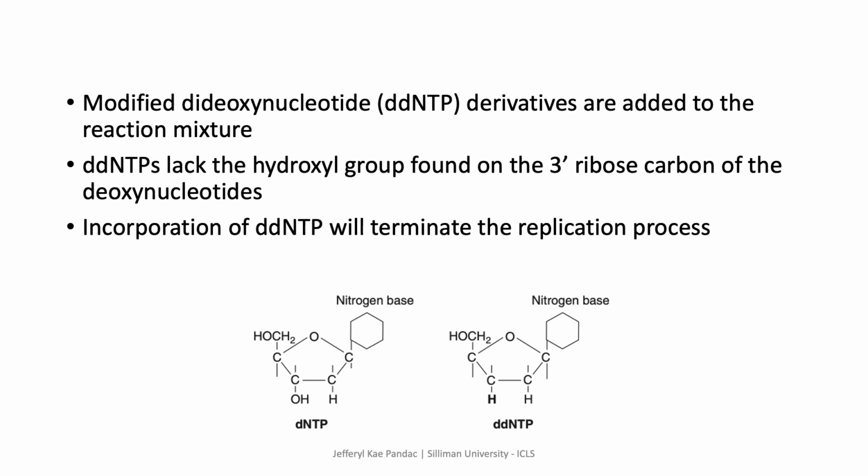Dideoxynucleotides lack the hydroxyl group found on the 3' ribose carbon of the deoxynucleotides. DNA synthesis will stop upon incorporation of a ddNTP into the growing DNA because without the hydroxyl group at the 3' sugar carbon, the 5'-3' phosphodiester bond cannot be established to incorporate a subsequent nucleotide. The newly synthesized chain will terminate, therefore, with the ddNTP.